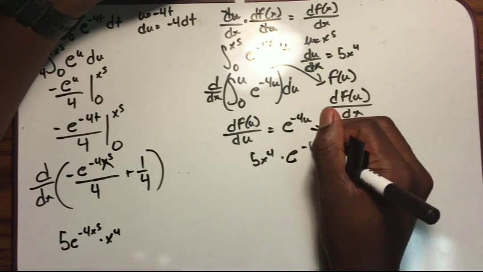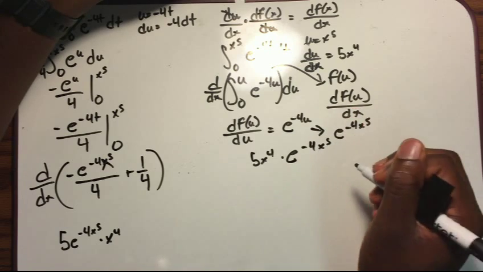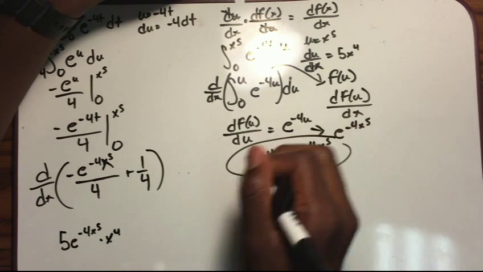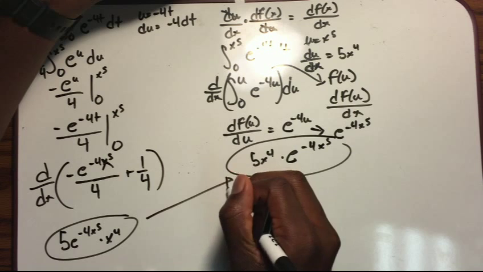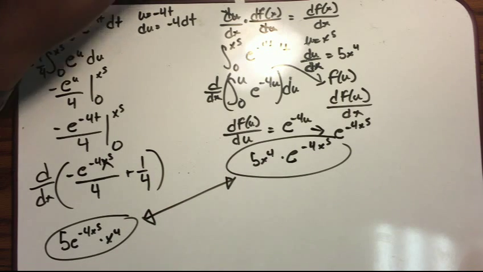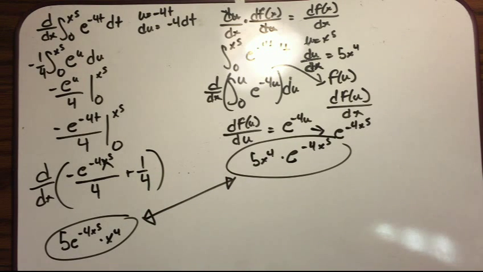du over dx is equal to 5x to the 4th, times df of x over du, where we replace the u with our substitution. So this is equal to e to the negative 4 x to the 5th. It'll be that times this number here, 5x to the 4th, and you get the exact same answer as you got here. Thus proving both the fundamental theorem of calculus, parts 1 and 2.